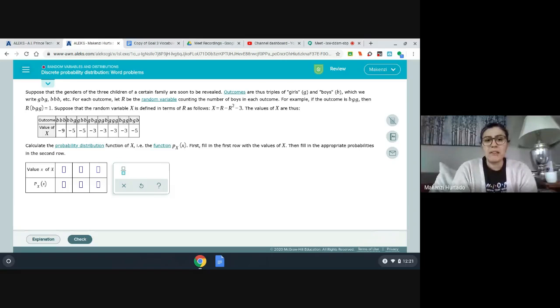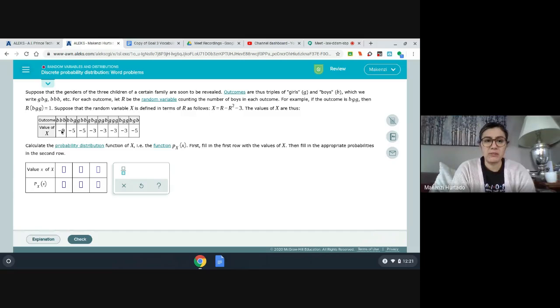If we look at the table that's given, they are showing us the different outcomes that can happen in this probability situation. So we have, in this case, boy, boy, boy, boy, boy, girl, etc. That's what that's standing for. If we're having kids, the order that they come out in. The values are listed underneath that.